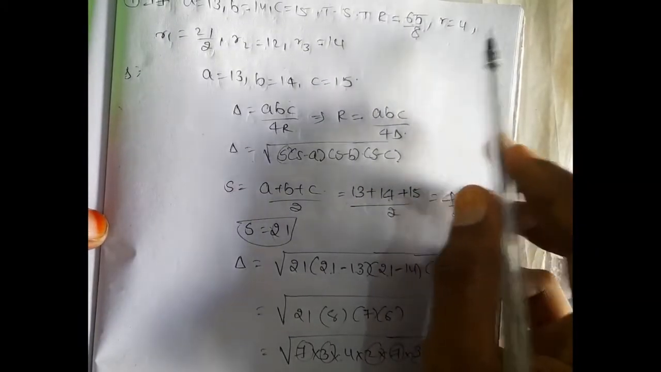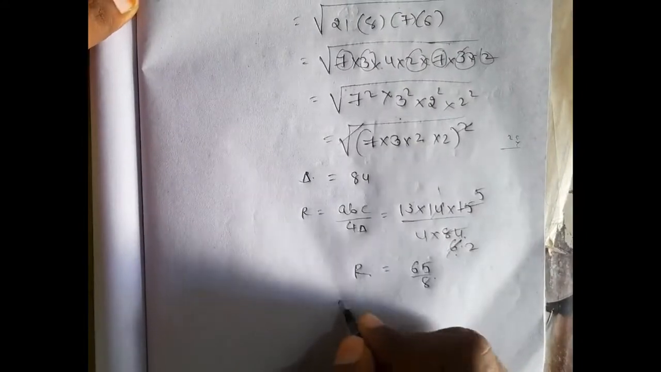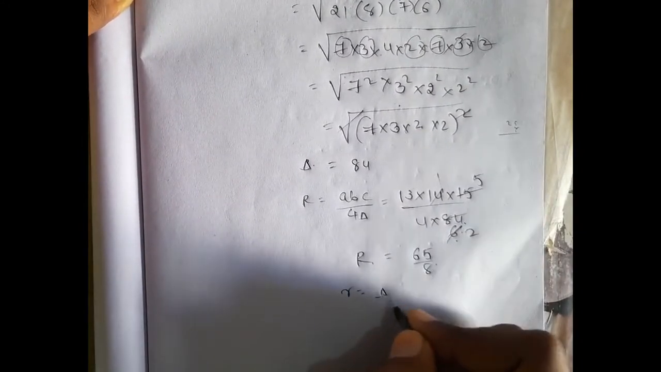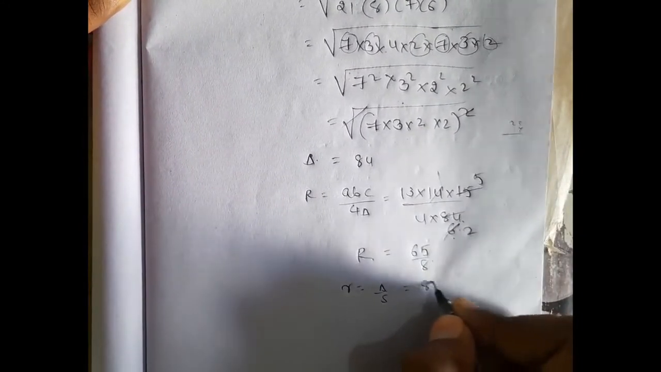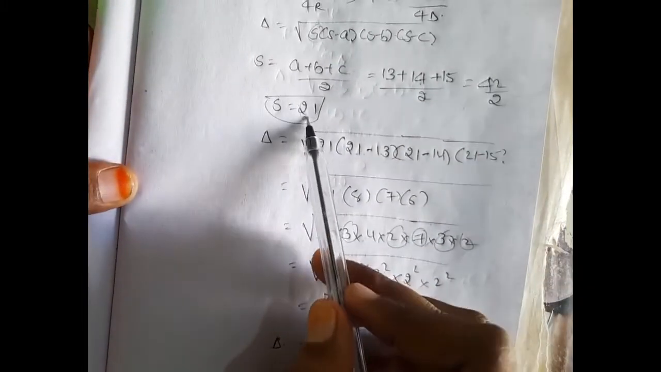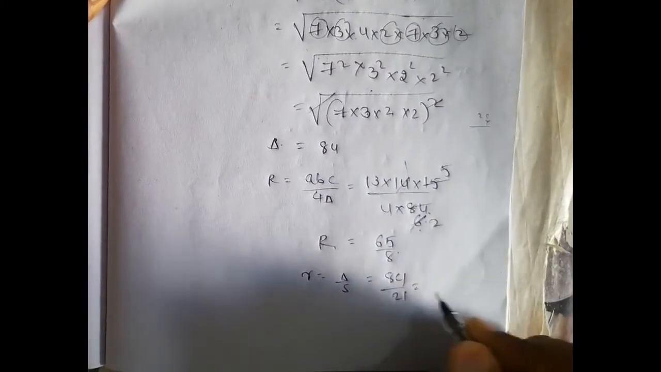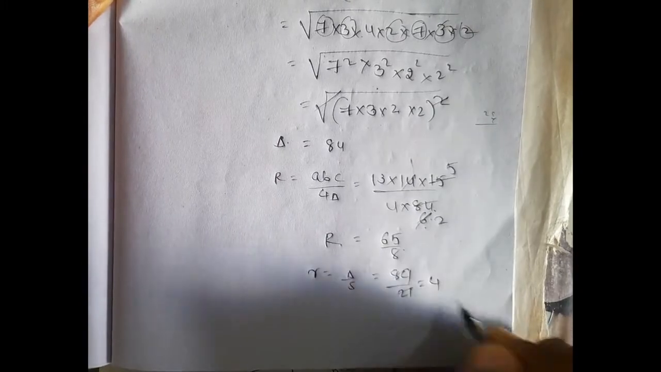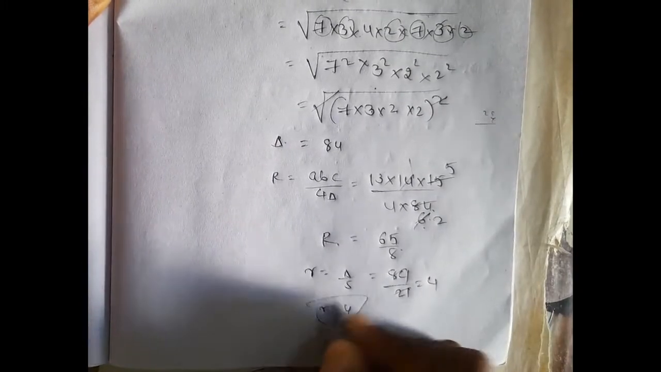Now we have to show small r equals 4. What is the formula of small r? Delta by s, that is 84 by 21, which is 4. So we got r equals 4.